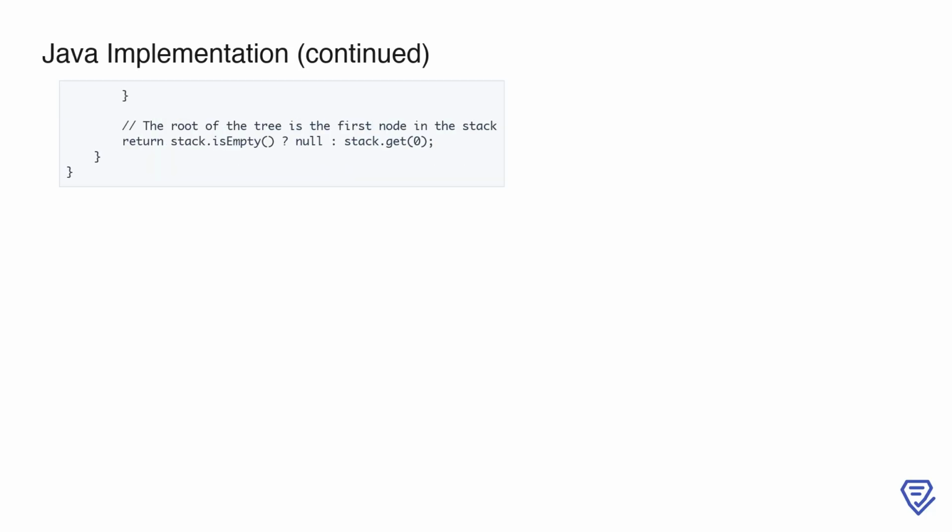Once we've processed all characters in the traversal string, the loop ends. The root of the tree is the first node added to the stack, so we simply return the first element of the stack as the root. If the stack is empty, which should only occur for an empty input string, we return null. This completes the implementation of the recover from preorder method, reconstructing the tree from the preorder traversal string while respecting the depth information encoded with dashes.